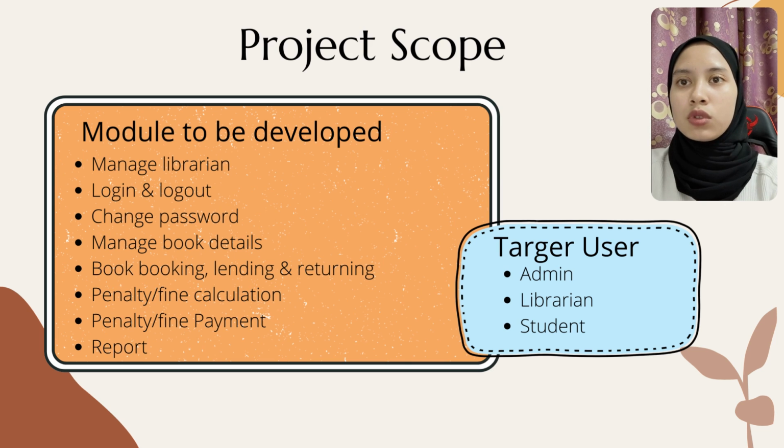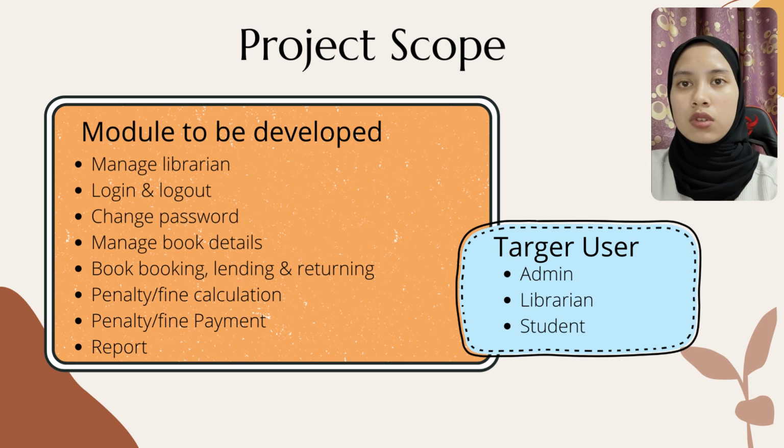So we have two parts, which are the modules to be developed and the target users. For the modules, we have 8 modules. The first module is manage librarian module, login and logout module, change password module, manage book details module, book booking, lending and returning module, penalty or fine calculation module, penalty or fine payment module, and reporting module.